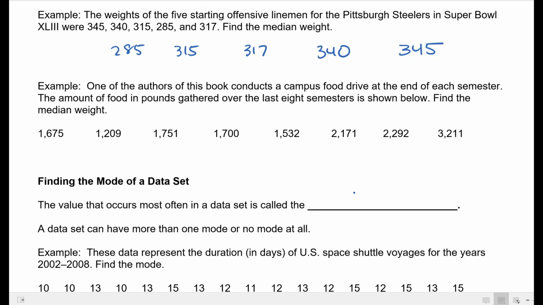So we put it in order, and now we want to find the middle. One way to find the middle is to start on the outsides and work your way in, and then identify what number's in the middle. In this example, we have a clear middle. The median is 317. In the next example, we don't have a clear middle. So let me order these first.